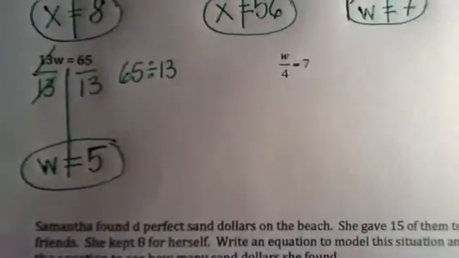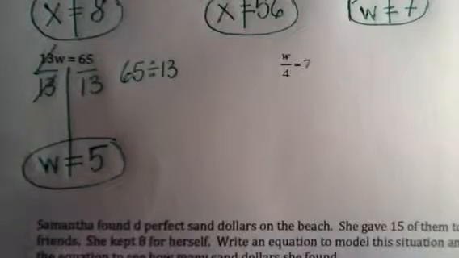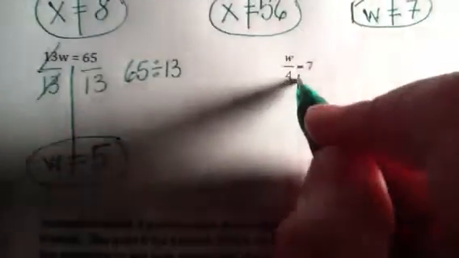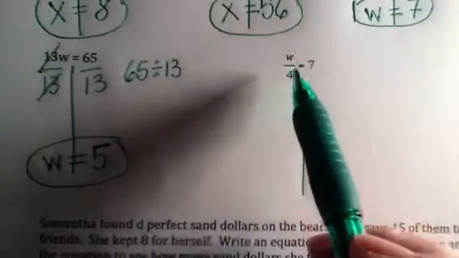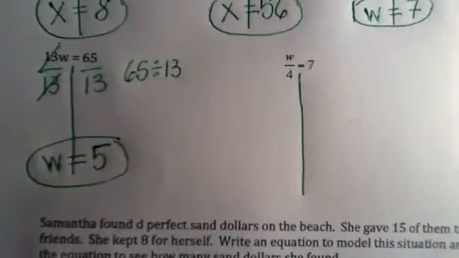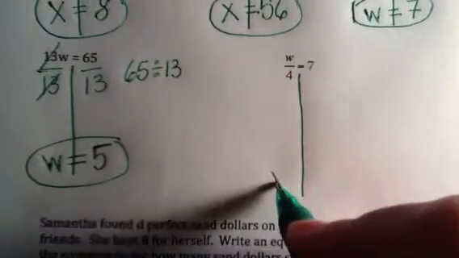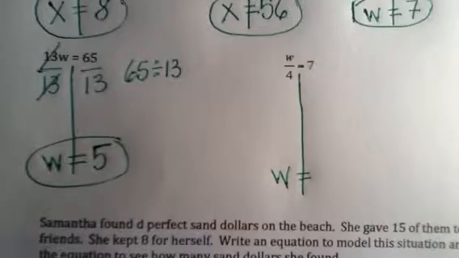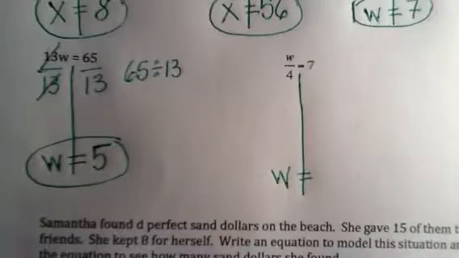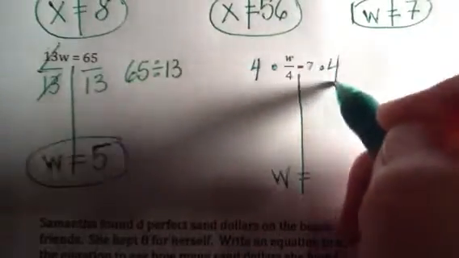In the next problem, it looks like a fraction, and it is a fraction. It's also a division problem. This means w divided by 4 equals 7. So if we want to undo dividing by 4, we would multiply both sides by 4. The opposite of dividing by 4 would be to multiply by 4.